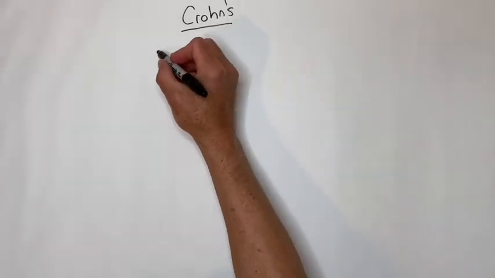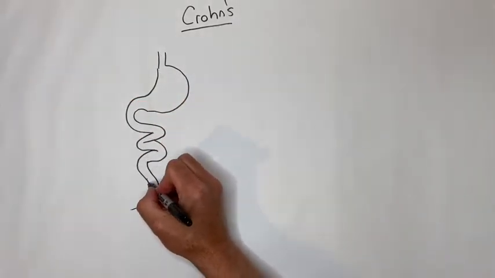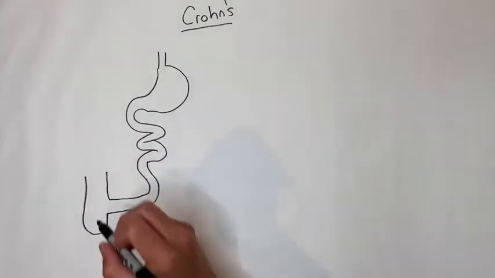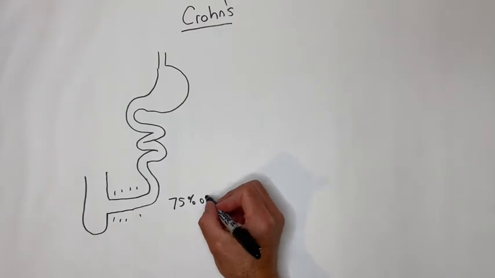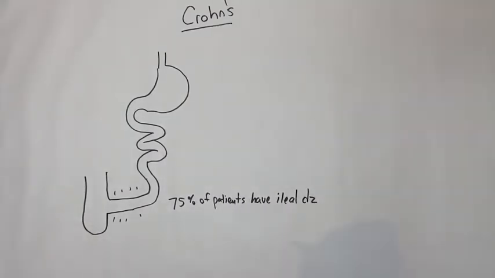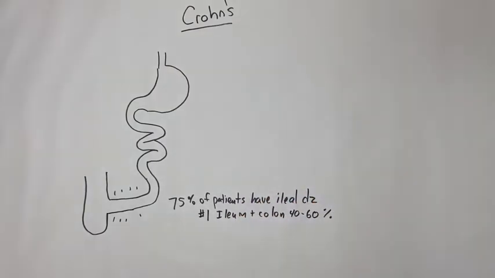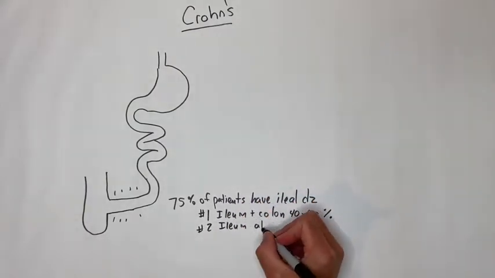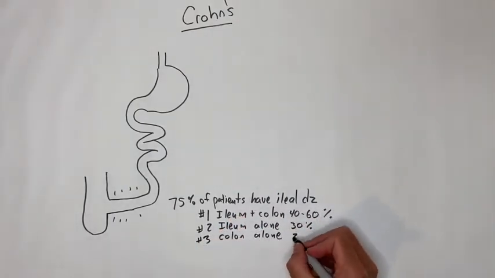Crohn's disease. Crohn's disease can affect the intestinal tract from the mouth to the anus, but it can be discussed in the small bowel lecture because it commonly affects the ileum. The ileum is actually the most commonly affected site in Crohn's disease, being involved in 75% of patients at some point. Both the ileum and the colon are involved in 40 to 60% of patients. The ileum only is involved in 30%, and the colon is involved alone in 20 to 30%.